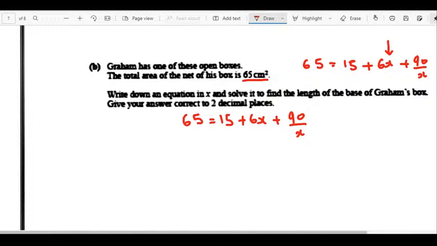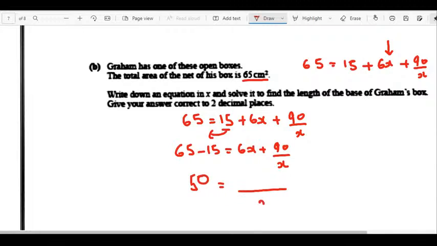Now let me just take this 15 to the other side. So I'll do 65 minus 15 equals 6x plus 90 divided by x, and 65 minus 15 would give me 50 equals. I can take LCM on the right side, so it would be x. I have 1 here, I'll multiply x with 1, and I'll multiply x with 6x as well. So that would give me 6x square plus 90.